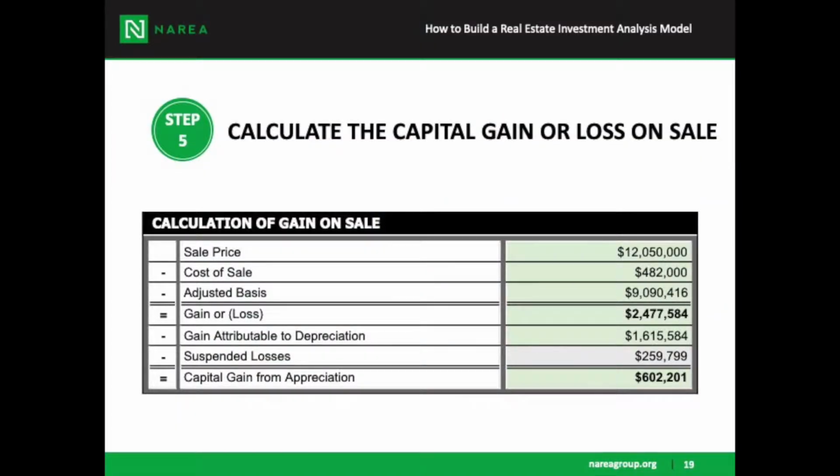And then once you've done that, then what you have left is the gain that's attributable to the appreciation in the value of the asset. Okay? And you pay a different tax rate on the gain attributable to depreciation and the gain attributable to appreciation.